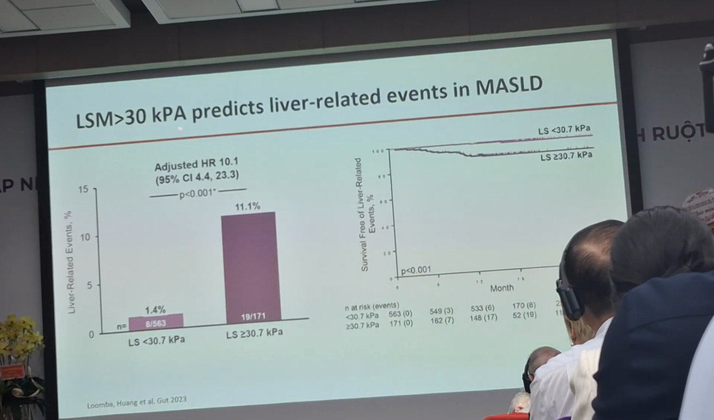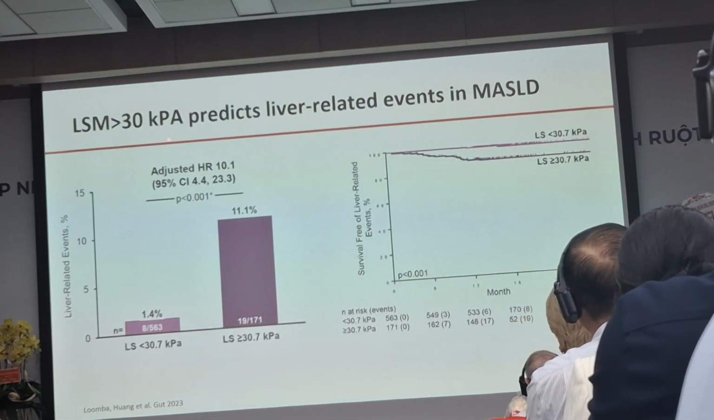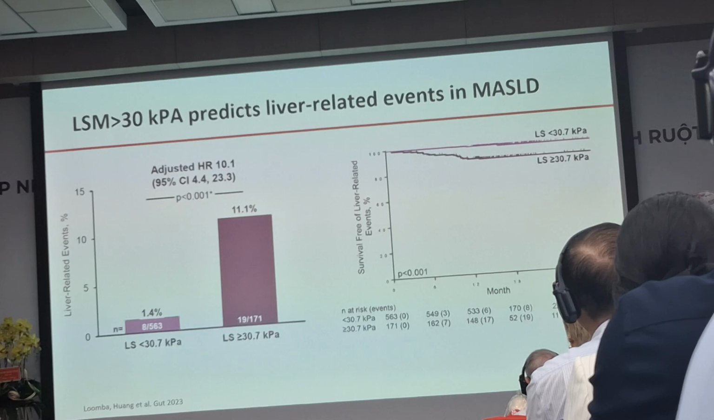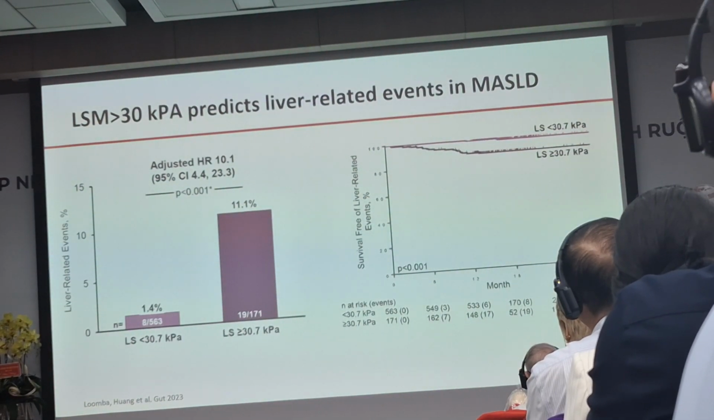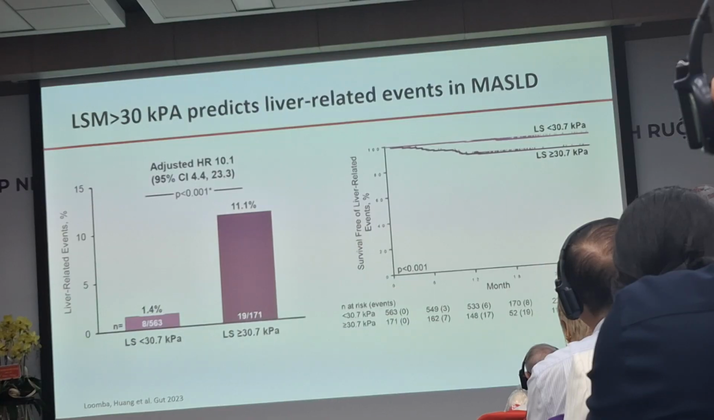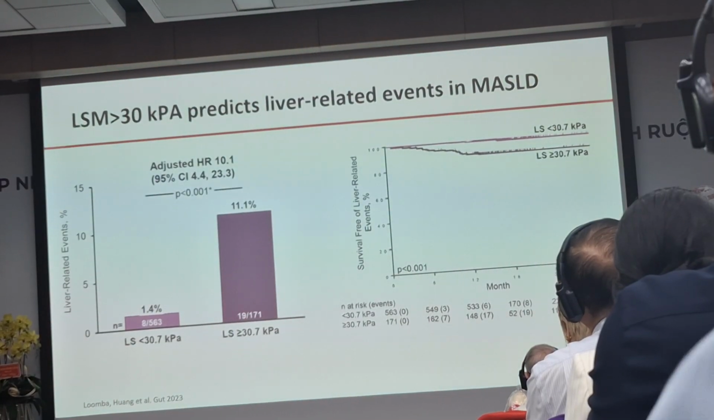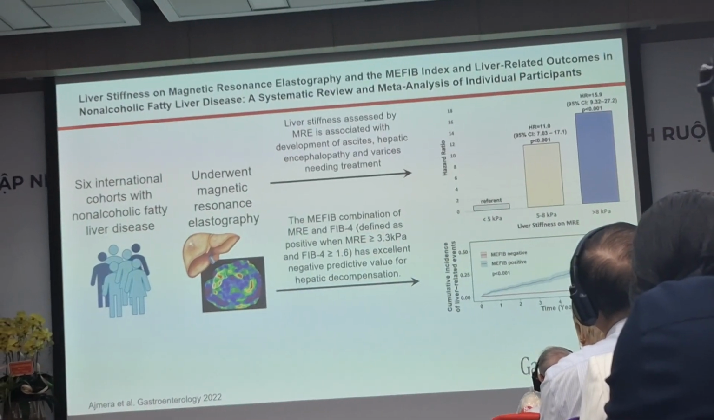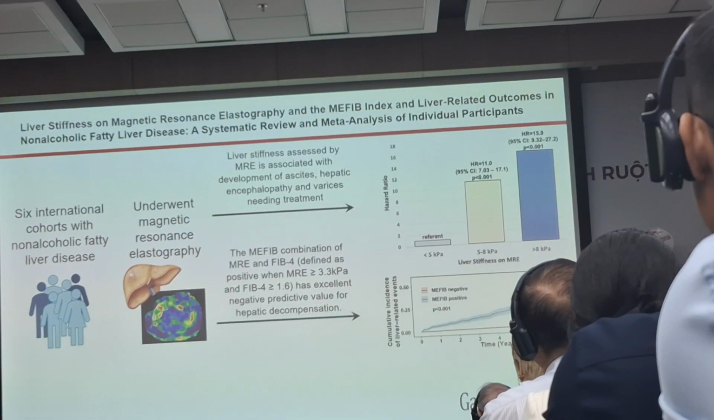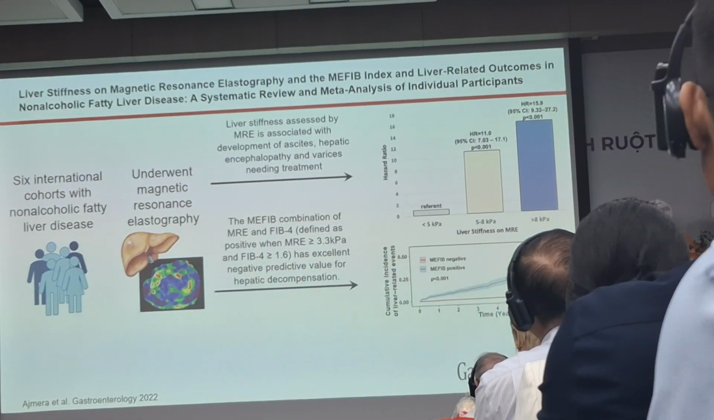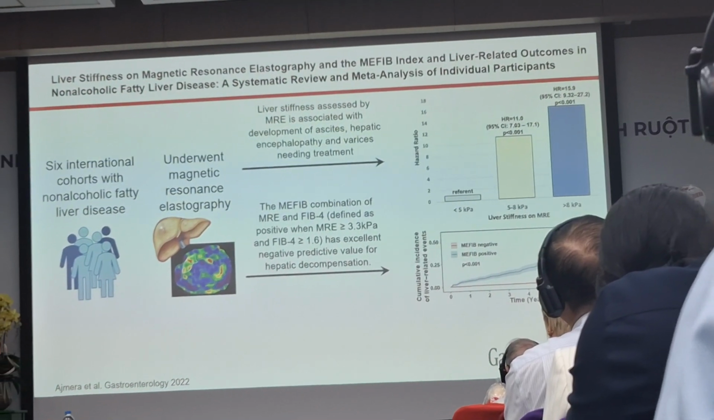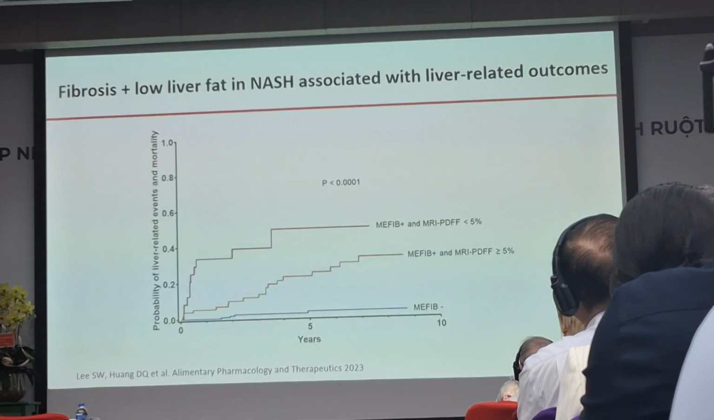So personally, in my clinic, if the liver stiffness is more than 30 kilopascals, I get very worried. I monitor the patient more carefully. I might even send them to a transplant center because I think that they might decompensate really fast. These are some data on MR elastography, which showed that if you do an MRI with an elastography function, then you can risk stratify the patients very, very accurately.